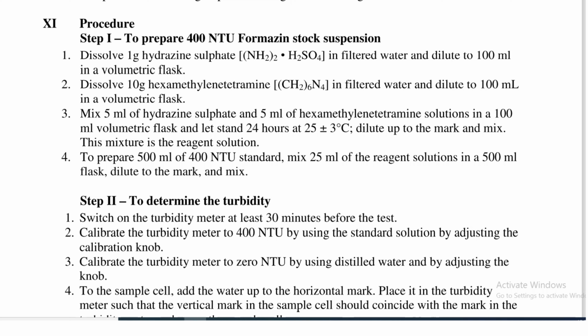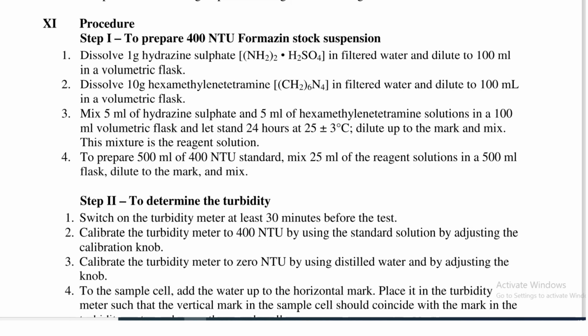Then mix 5 ml of hydrazine sulfate and 5 ml of hexamethylene tetramine solution in a 100 ml volumetric flask. Then let this solution stand for 24 hours, then dilute it up to the mark. Then to prepare 500 ml of 400 NTU standard, mix 25 ml of reagent solution in a 500 ml flask and dilute it up to the mark and mix. Then second part is to determine turbidity.